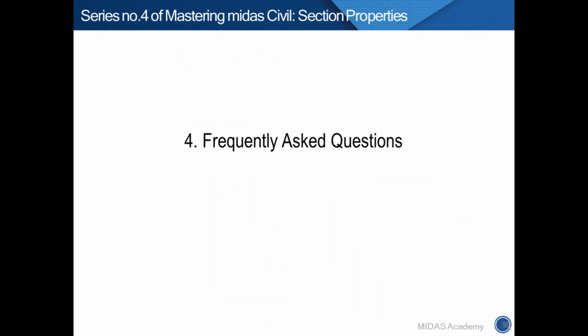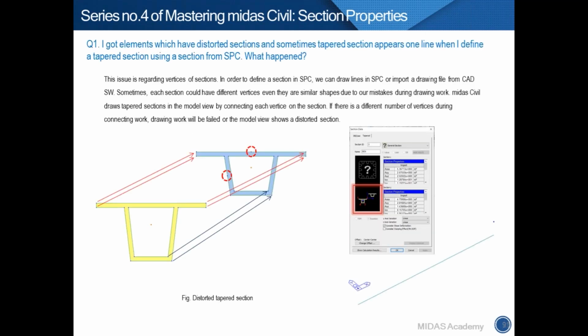And this is the last part of today's webinar. So frequently asked questions. Question number 1 is, I got elements which have distorted sections, and sometimes the tapered section appears as one line like this. When I define a tapered section using a section from SPC, what happened?